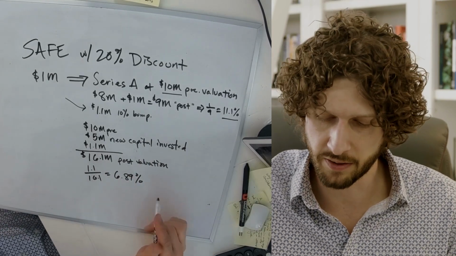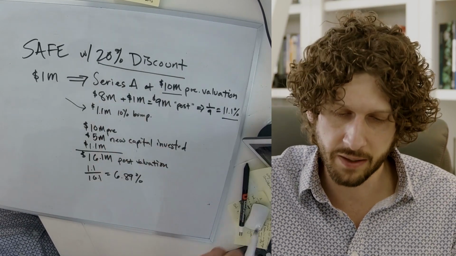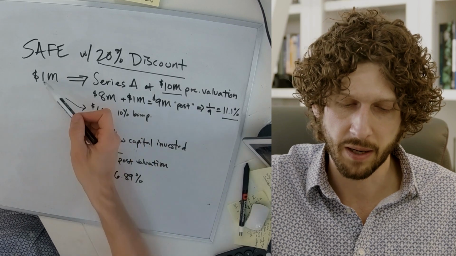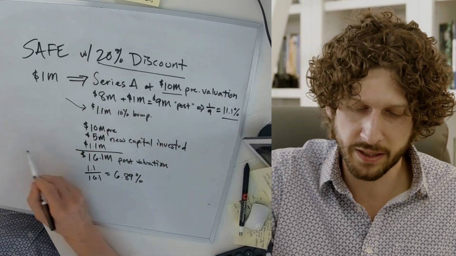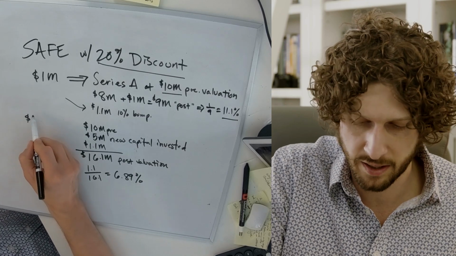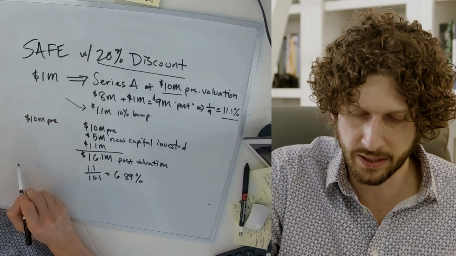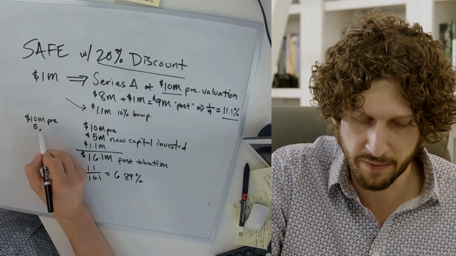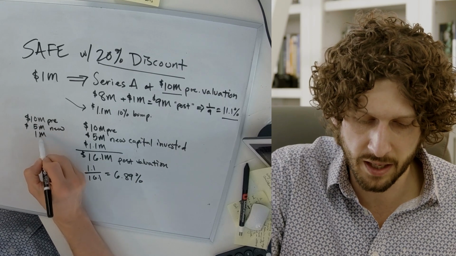Let's suppose for a second, though, that I didn't have this 20% discount. Then what would happen? Well, in that case, my $1 million would convert at the $10 million pre-money. So this $5 million of new money coming in would include my $1 million. So it's going to be $5 million of new plus the $1 million safe.